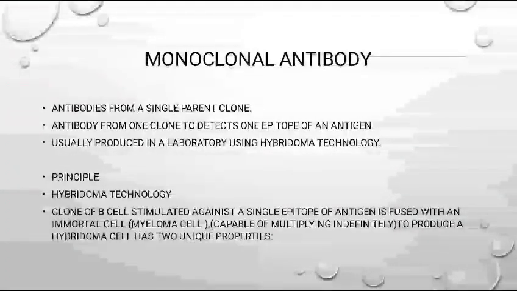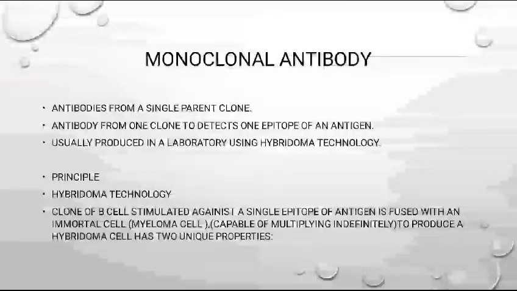Monoclonal antibodies are antibodies from a single parent clone. Antibody from one clone detects one epitope of an antigen, and is usually produced in a laboratory using hybridoma technology. Next, let's look at the principle of monoclonal antibody production. The principle is known as hybridoma technology.